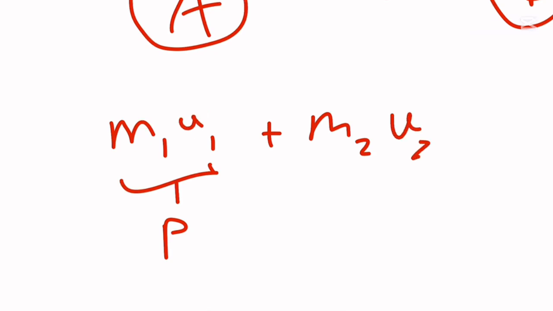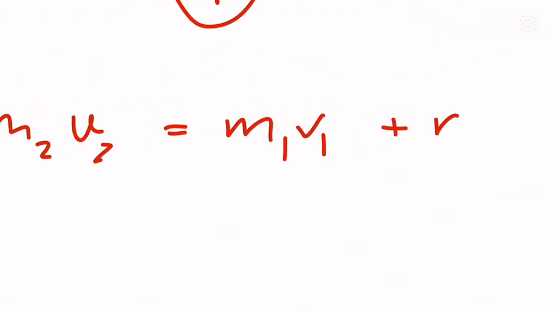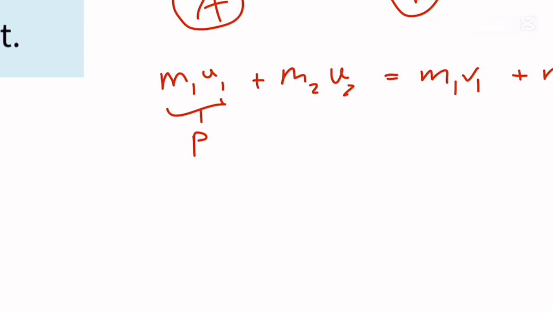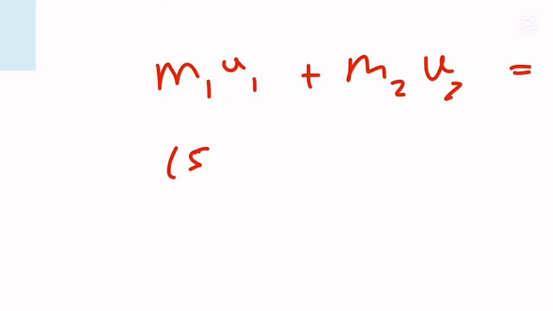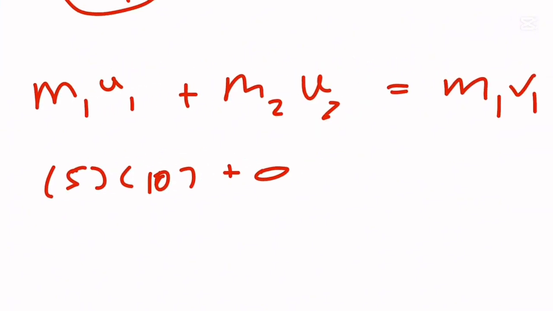U means initial velocity. So the initial velocity means the velocity before the collision, right? It's gonna be equal to M1 V1 plus M2 V2. Remember that the mass doesn't change, only the velocity changes. Okay? So we just need to substitute the values here. So this is 5, this is 10. This is gonna be 0 because the initial velocity is 0.